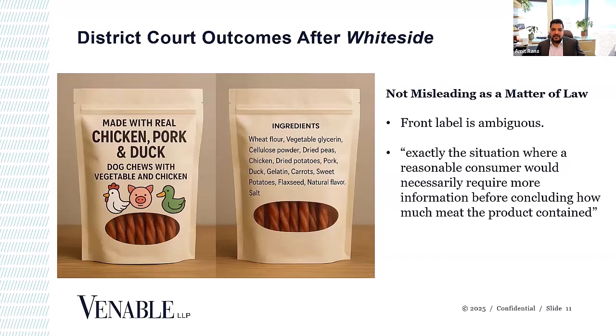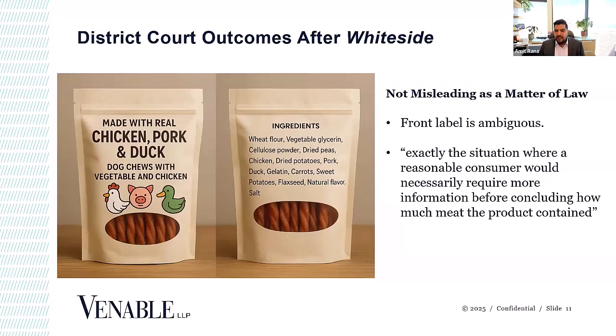So let's look at the first example here. You have a dog treat product that says in big bold letters, "made with real chicken, pork, and duck." You see some animated cartoons on the front that indicate that there's real meat in the dog treats. And then you have a line that says "dog chews made with vegetables and chicken."